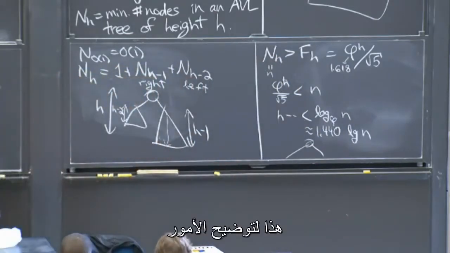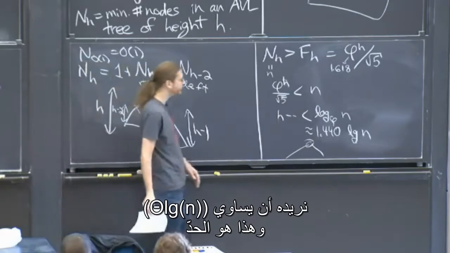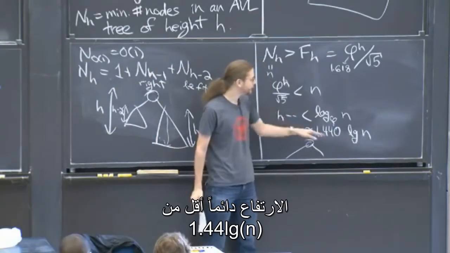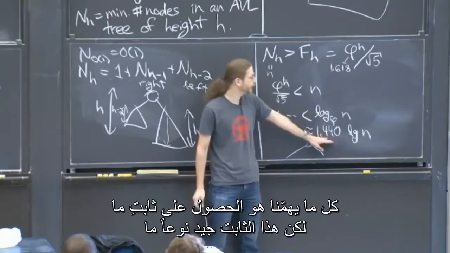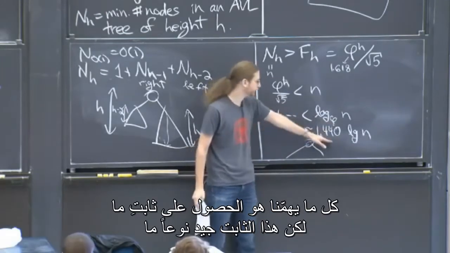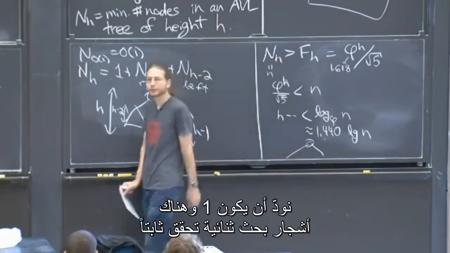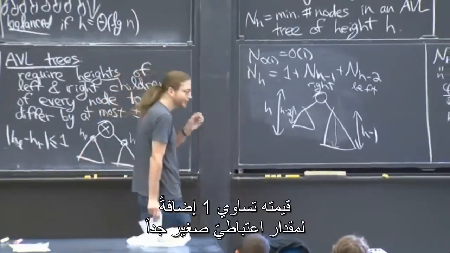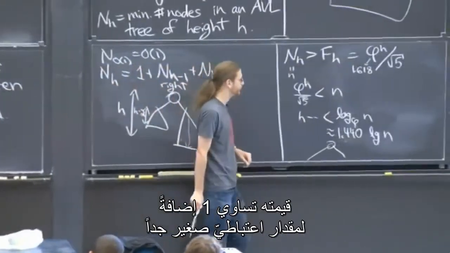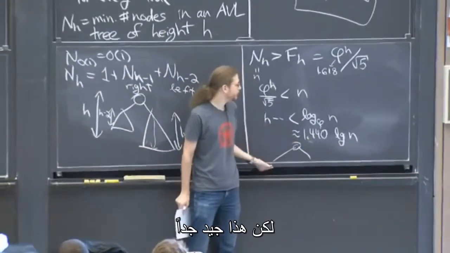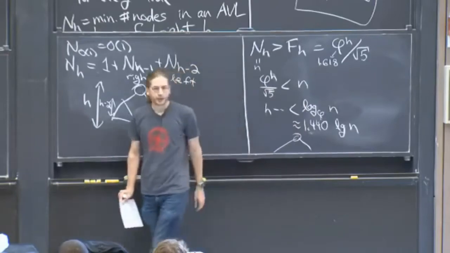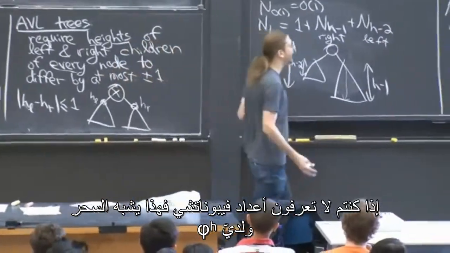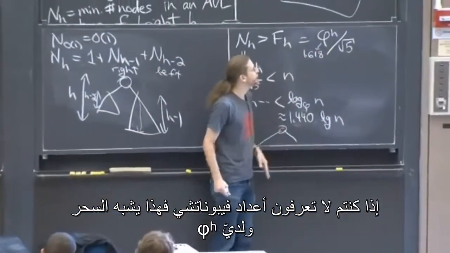So just to put it into perspective, we want it to be theta log base 2 of n. And here's the bound. The height is always less than 1.44 times log n. All we care about is some constant, but this is a pretty good constant. We'd like 1. There are binary search trees that achieve 1, plus a very, very tiny thing, arbitrarily tiny. But this is pretty good. Now, if you don't know Fibonacci numbers, this is I pull a rabbit out of a hat, and I've got this phi to the h.